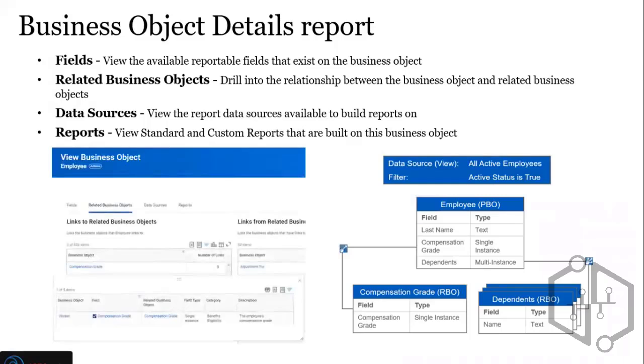Okay, how can I check that? If I'm looking at the worker business object or employee business object, it is linked to compensation grade. Each worker can only have one compensation grade, and we saw this icon. So this icon identifies that this is a one-to-one relationship.